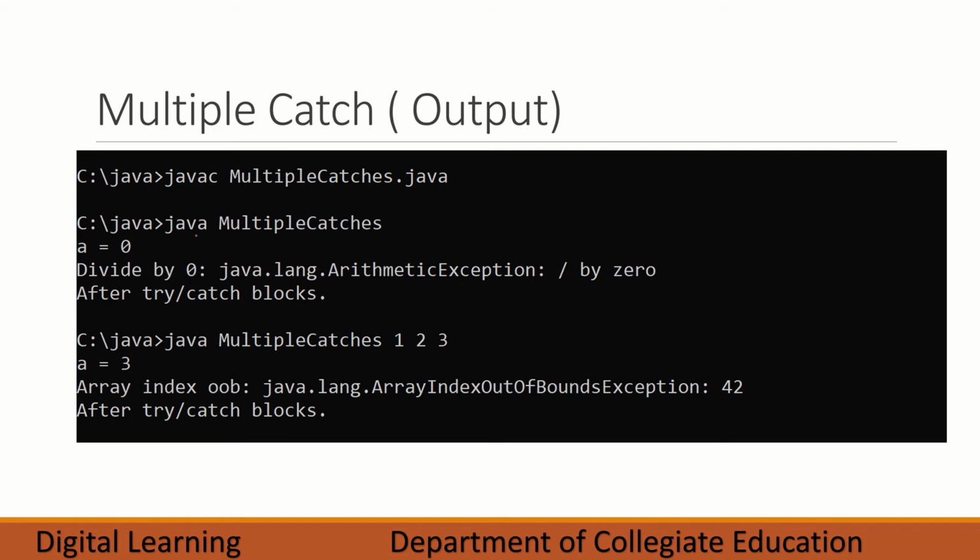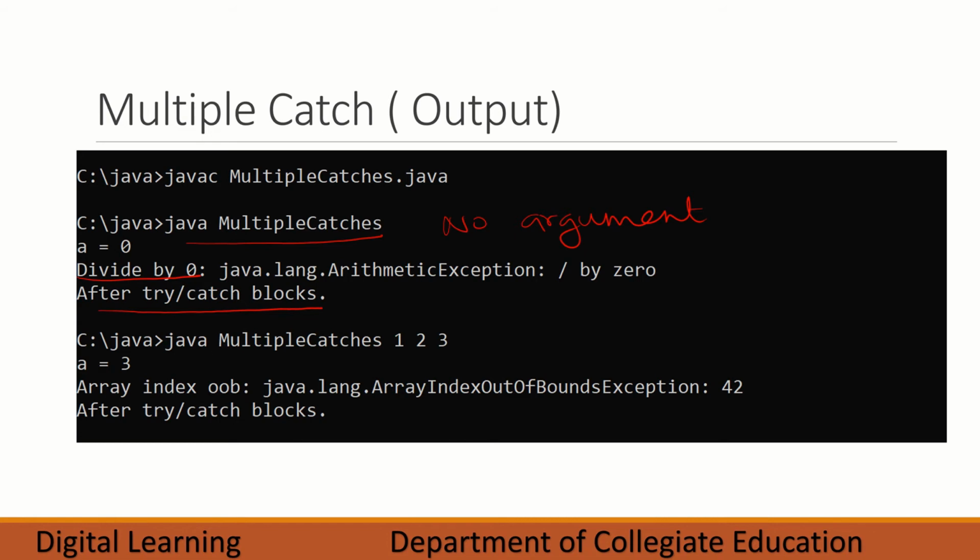So I have given the input java multiple catches. There is no argument. So if there is no argument, the number of arguments will be taken as 0. So it will generate divide by 0. Check here, the statement after the try and catch block is always executed.